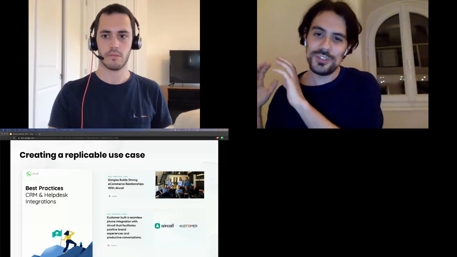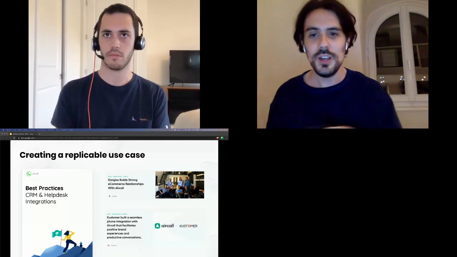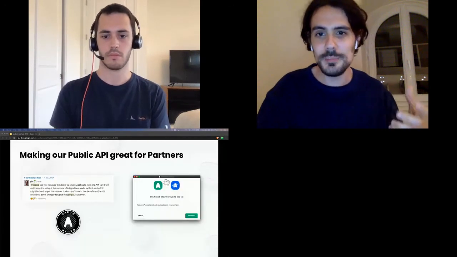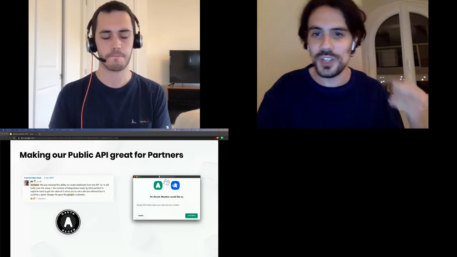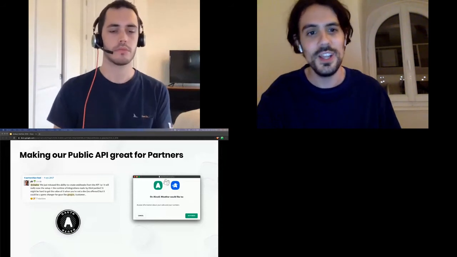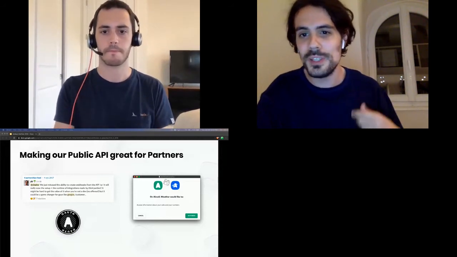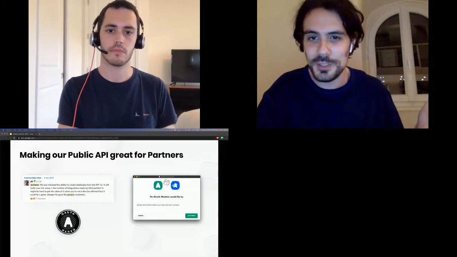But then we also noticed that there were gaps in the product in the API, and we tried to fill that out. One thing, for instance, is that these partners in the CRM and help desk categories were using webhooks. Webhooks with telephony are really useful because they allow you to get real-time information about calls. And so these webhooks couldn't be created through the API. You had to set them manually, which is not acceptable for a partner.